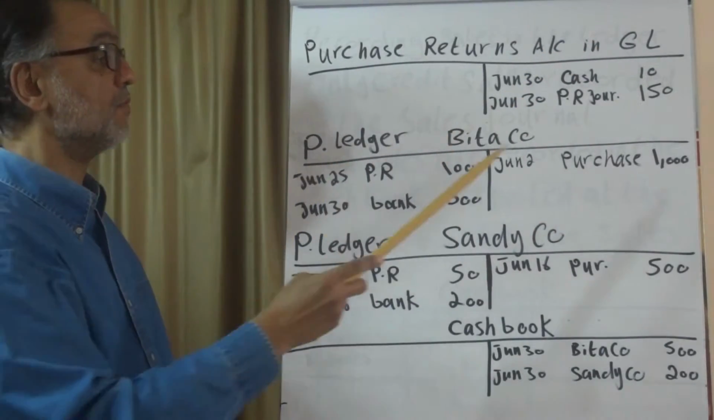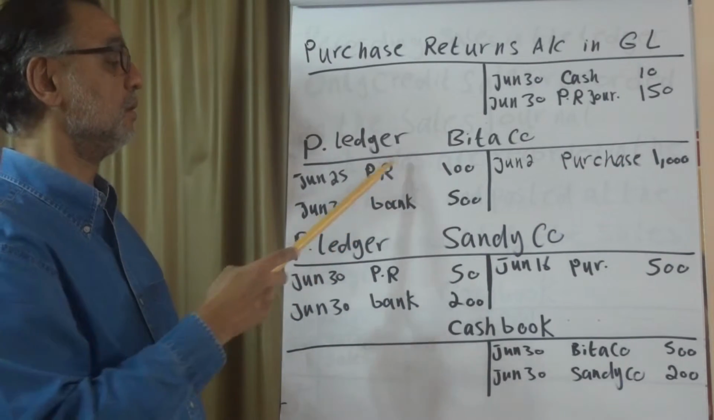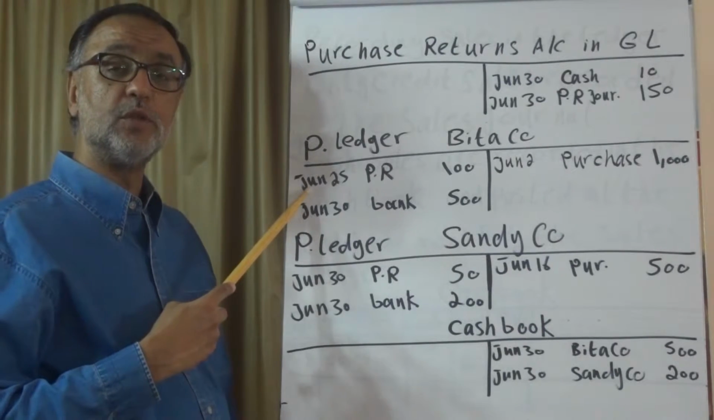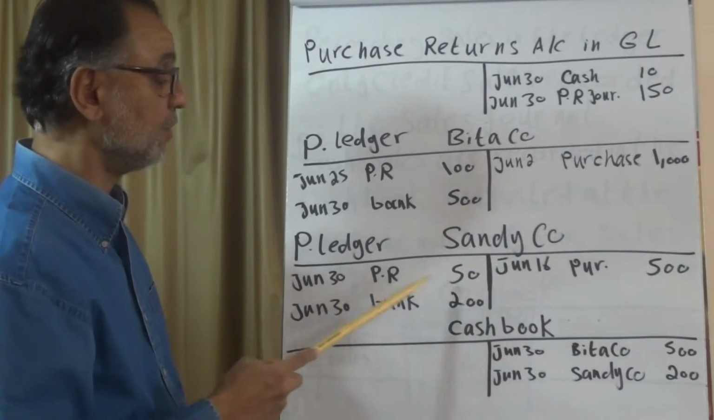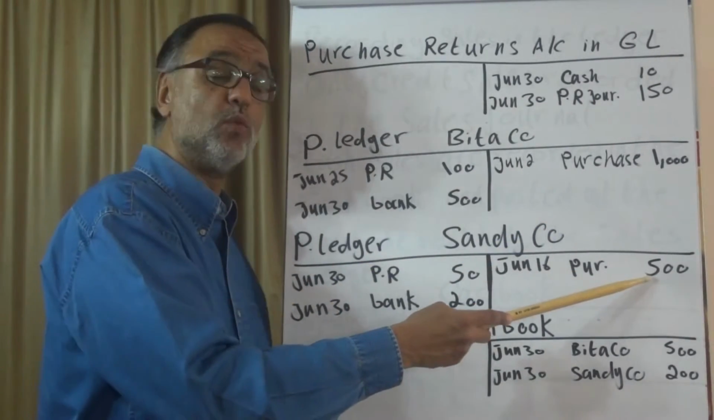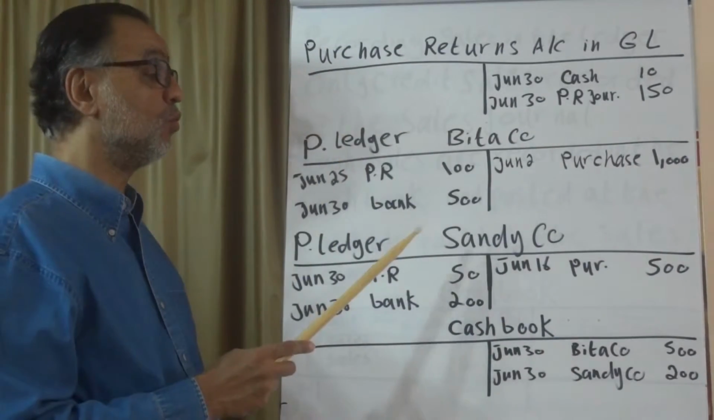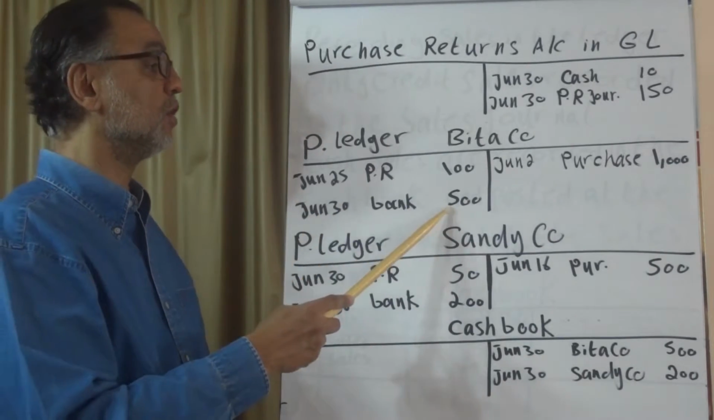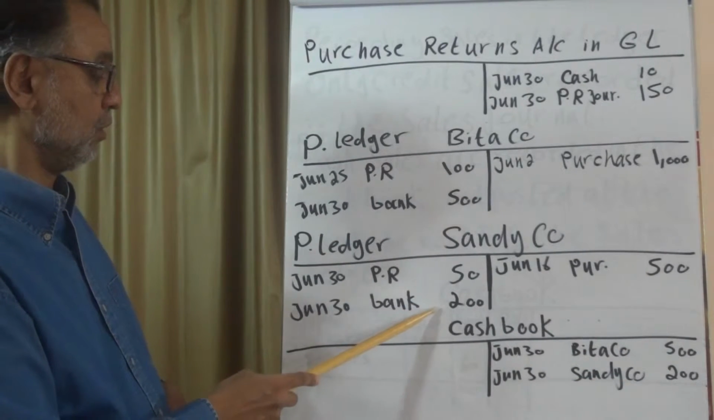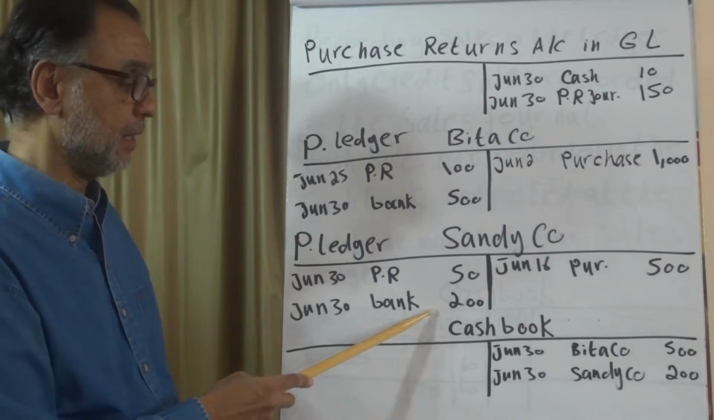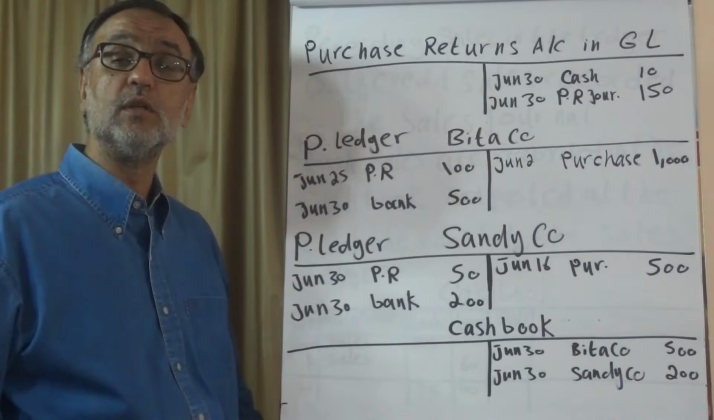In Beta Company, we have bought $1,000 and we have returned 100, purchase return on June 25th, and to Sandy, we have returned $50 on June 30th, and we bought 500. At the end of the month, we have decided to pay the two vendors. We paid $500 to Beta Company, and we paid $200 to Sandy Company. In the cash book, you can see the two entries, $500 to Beta and $200 to Sandy.